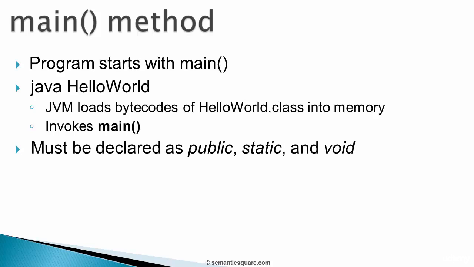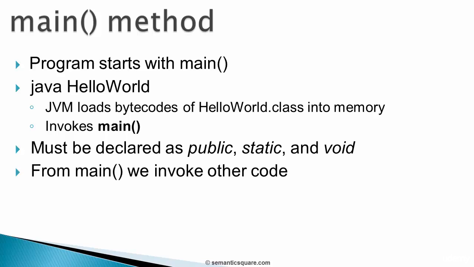Main method must be declared public, static and void. The public keyword is required in order for the JVM to invoke it. Otherwise, the program will compile but not run. Now from the main method, we typically invoke other classes that constitute the software. And the program ends when the main method ends. So that's about it. We just wrote our first program and then compiled and executed it.